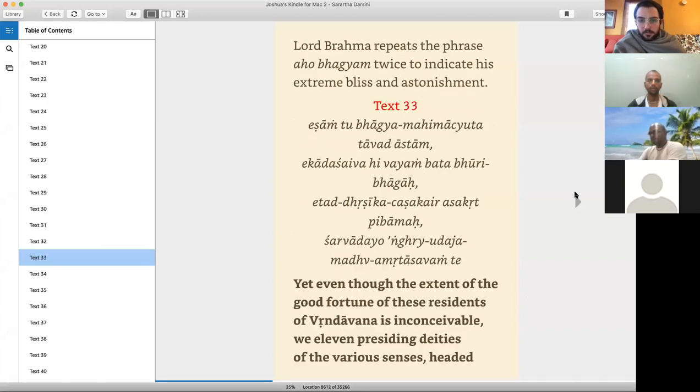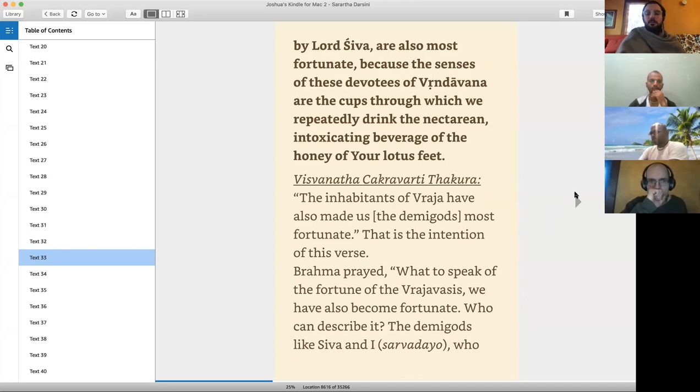Yet, even though the extent of the good fortune of these residents of Vrindavan is inconceivable, we 11 presiding deities of the various senses, headed by Lord Shiva, are also most fortunate, because the senses of these devotees of Vrindavan are the cups through which we repeatedly drink the nectarian intoxicating beverage of the honey of your lotus feet. The inhabitants of Vraj have also made us, the demigods, most fortunate. That is the intention of this verse. Brahma prayed, what to speak of the fortune of the Vrajavasis, we have also become fortunate.